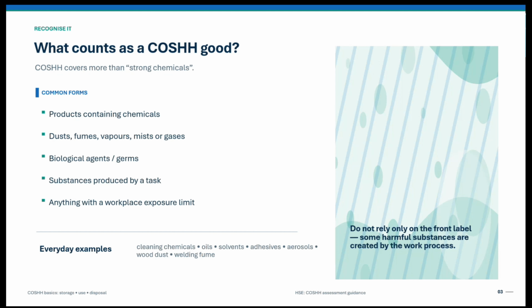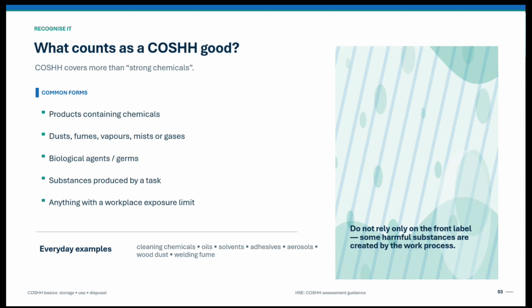So what counts as a COSHH good? COSHH covers chemicals and products, but also substances created by the work, such as dusts and fumes. When people are welding, when they're sanding, anything like that, that all comes under COSHH. Be aware that when you are using COSHH goods that produce dust and fumes, the dust and fumes must be included in that assessment. For example, if you're sanding paintwork or metalwork and it produces, for example, aluminium dioxide, that should also be considered under the assessment.